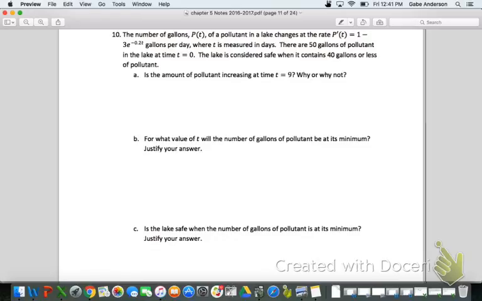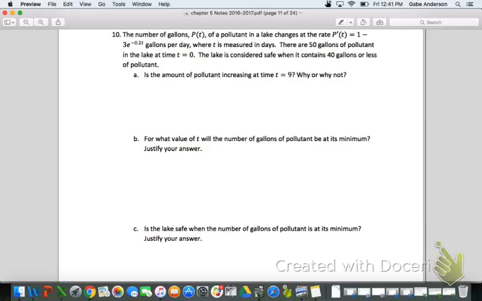P of T is not a rate this time, it's an amount. So the number of gallons P of T in a lake changes at the rate of P prime of T equals, and that gives you that equation right there. So P prime is a rate, P of T is an amount. T is measured in days. There are 50 gallons of pollutant in the lake at time T equals 0.